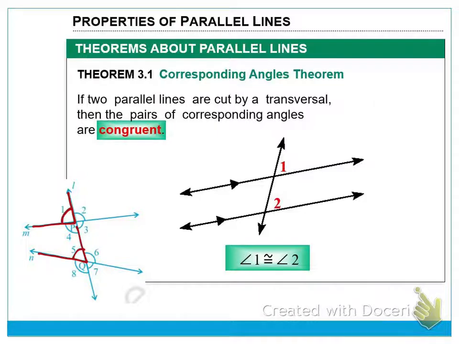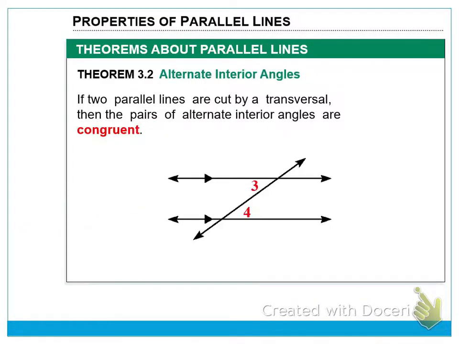Tomorrow in 3.3, you're actually going to learn the opposite. So this says if you have parallel lines, your corresponding angles will be congruent. Tomorrow, if you have corresponding angles that are congruent, then your lines are parallel, which we'll talk about. But these are corresponding. We'll do alternate interior next. If you have parallel lines, so again, it's important to have parallel lines.